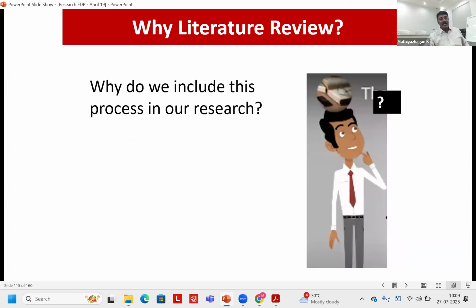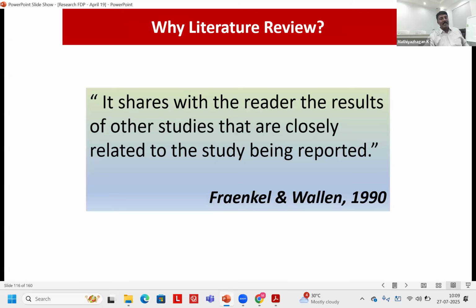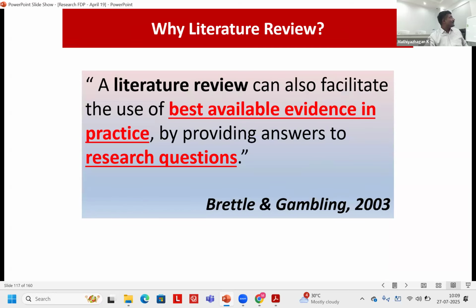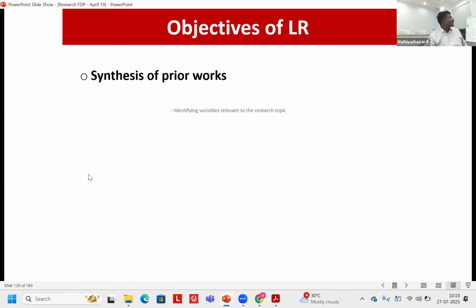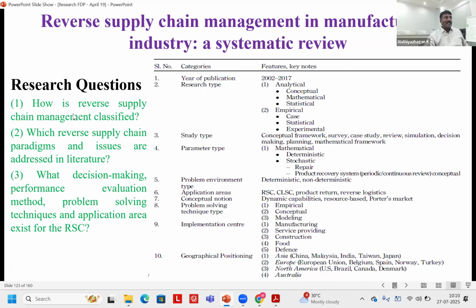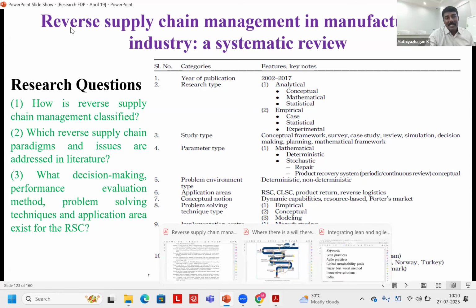Now, location, collection, analysis, documents, these things. Why do we include this process in our research? Because it shares with the reader the results of other studies that are closely related to the study being reported. Then, a literature review can also facilitate the use of the best available evidence in practice by providing answers to the research question. Which research question for me? See, if somebody wants to understand what decision making is available in the supply chain, reverse supply chain performance evaluation and problem solving techniques, they need to read my literature review paper, this paper. I am showing one thing to you. See here.